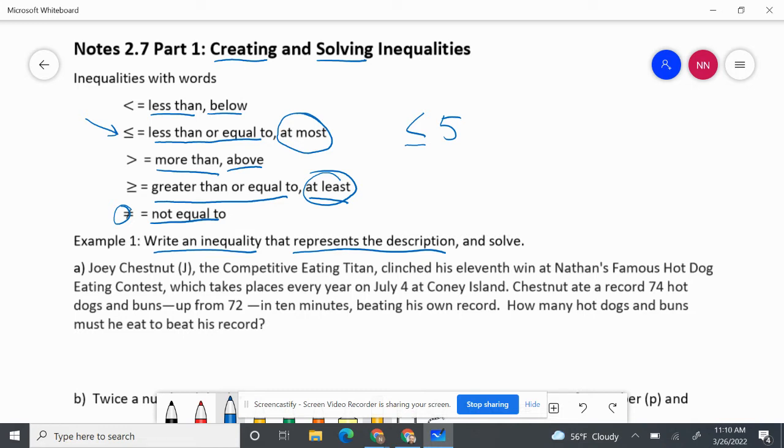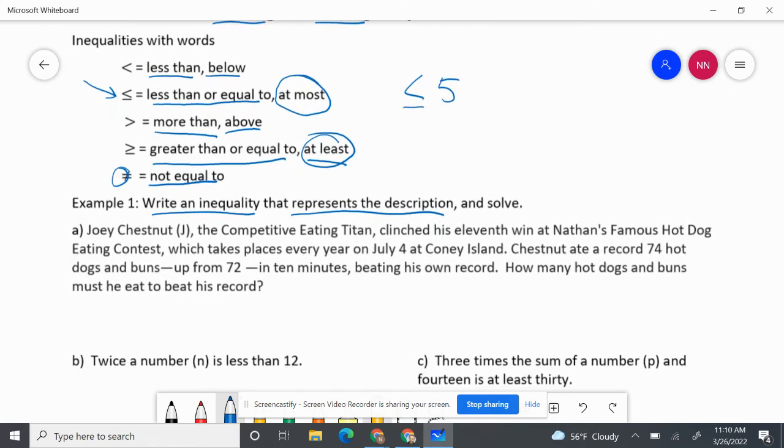So we have Joey Chestnut, which we're going to use as J, a competitive eating titan, clinching his 11th win in Nathan's famous hot dog eating contest, which takes place every year on July 4th at Coney Island. Chestnut ate a record of 74 hot dogs and buns, up from 72 in 10 minutes, beating his own record. How many hot dogs and buns must he eat to beat his record?